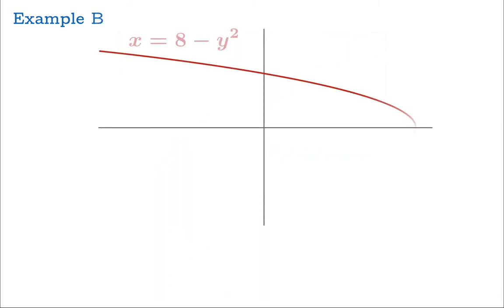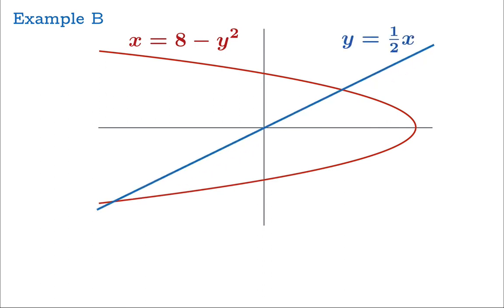All right, example B. This is very similar, actually. We're going to have a parabola and a linear graph, and we're going to find the absolute area in between. This time, we'll just assert what the intersection points are. You could find those as an exercise, but we want to find this area right here.